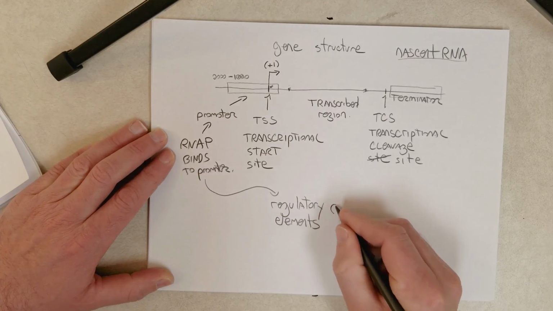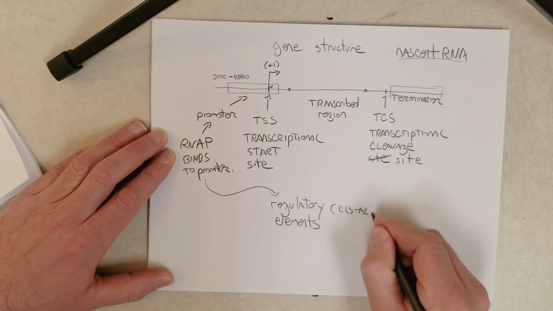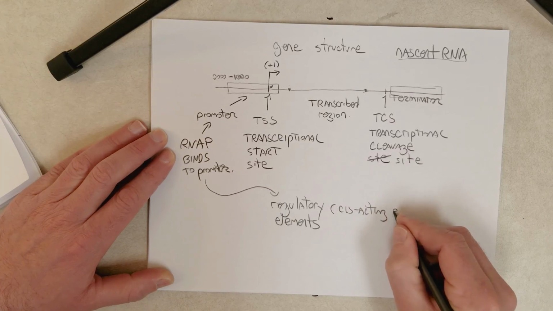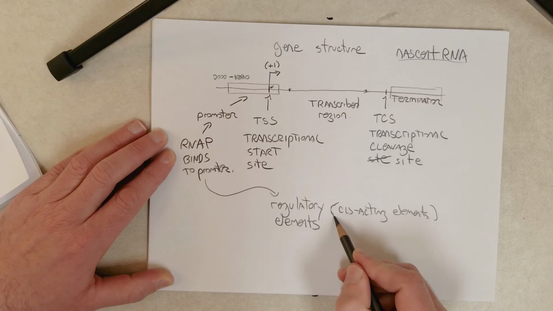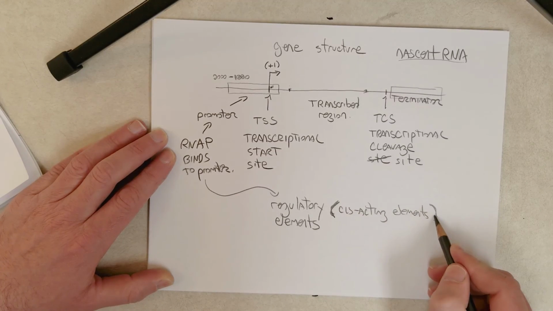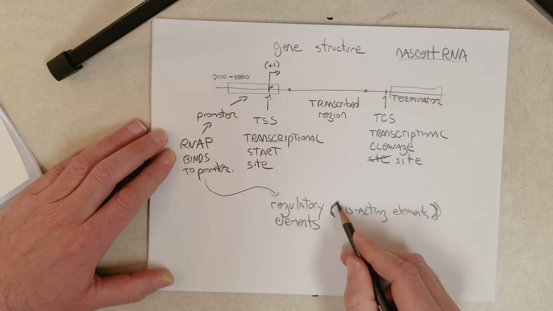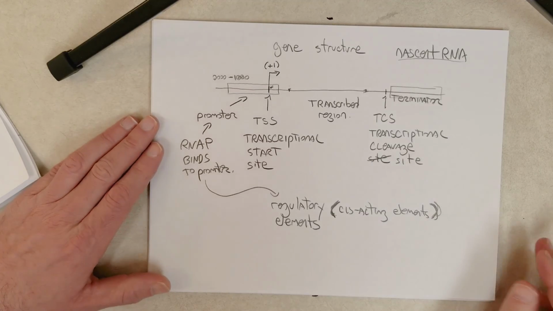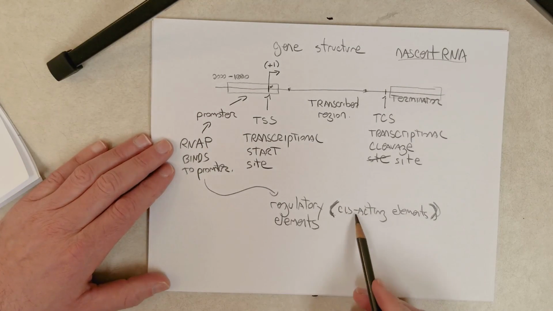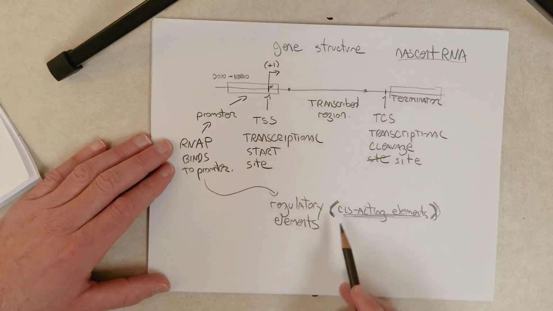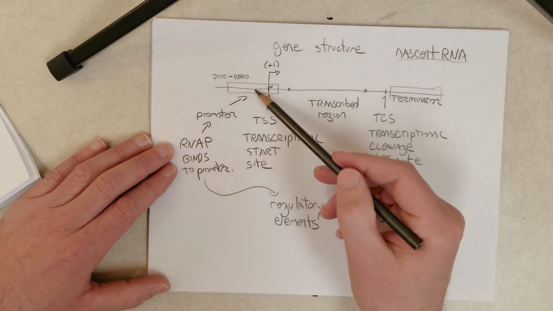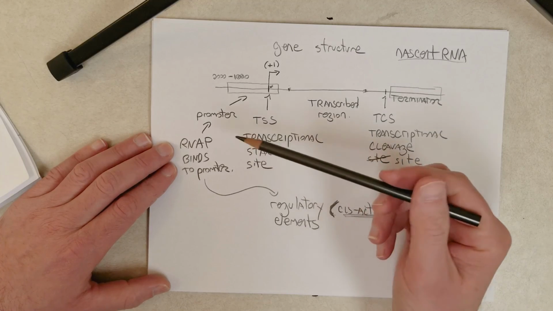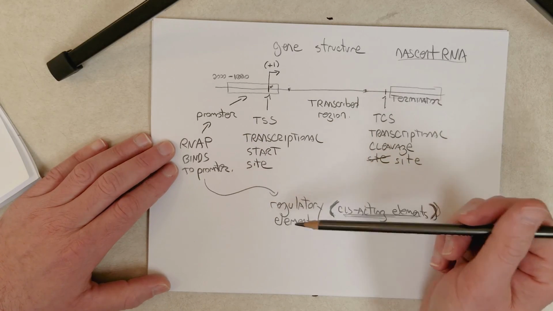And sometimes you might hear cis-acting elements. This is sort of an old term. When I'm talking to my graduate students in the lab and doing research and discovering things, we almost never use this term cis-acting. So I'm going to call it regulatory. We're going to call the things inside the promoter that RNA polymerase binds to regulatory elements.